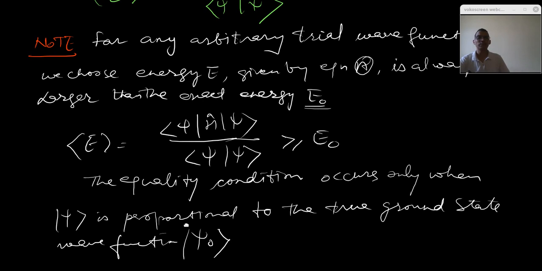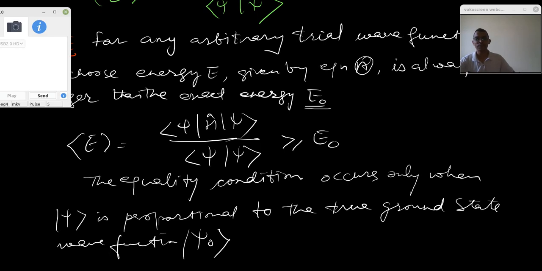So this is the mathematical description of this variational method, and this is all about today's lecture. In the next lecture I will discuss an application of this variational method, and in that example we will try to find the ground state energy of the hydrogen atom. So that's all for this lecture.